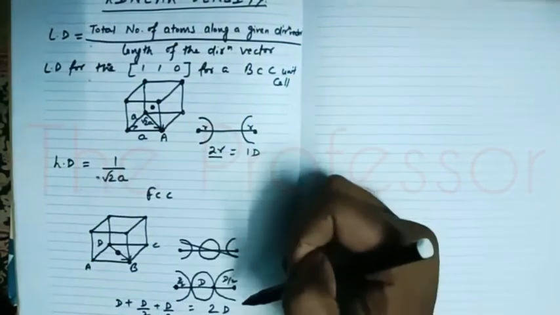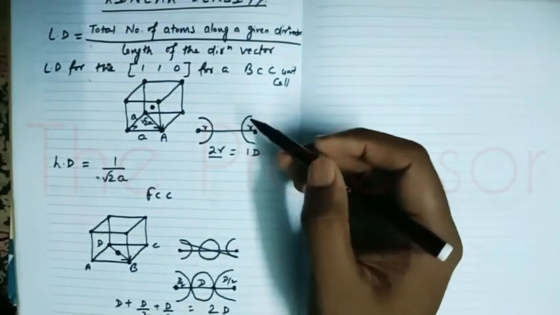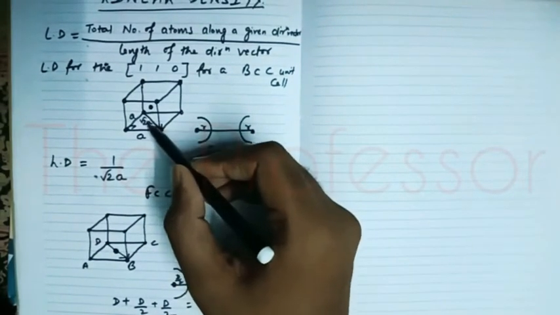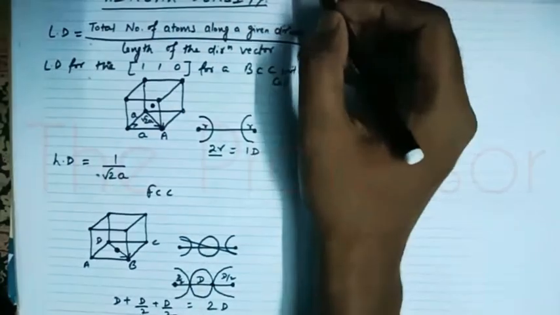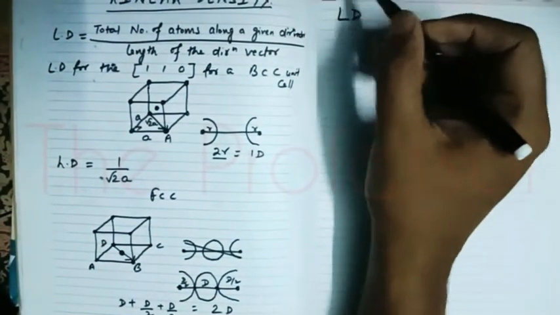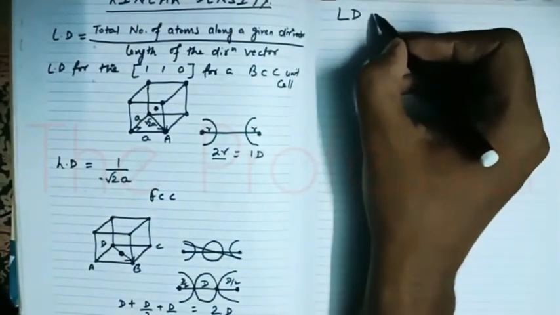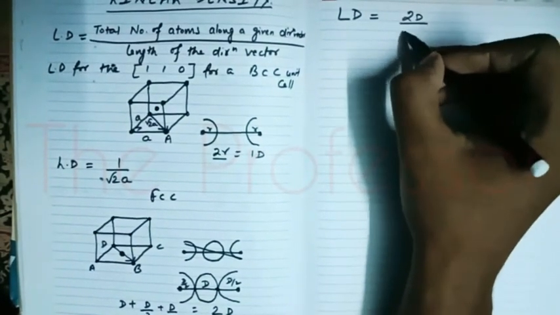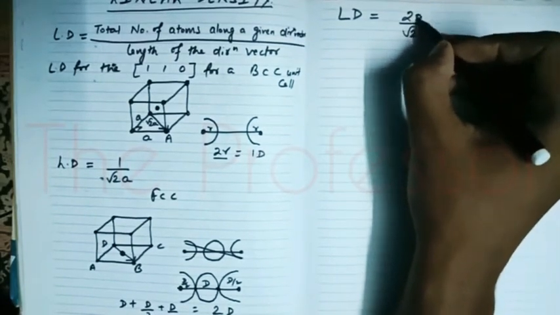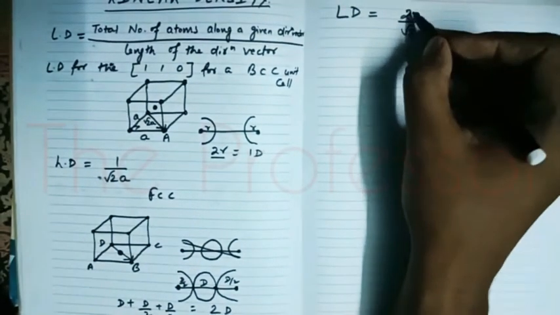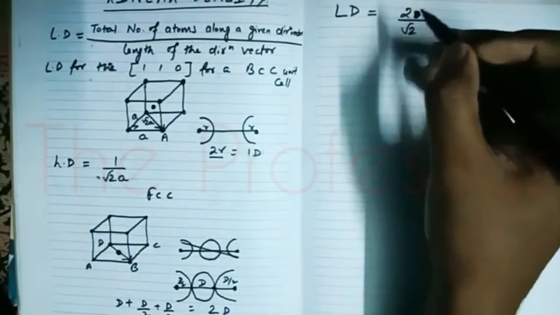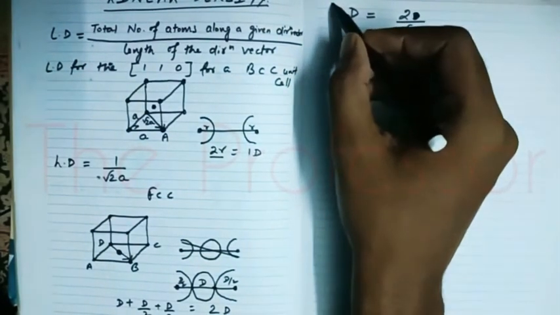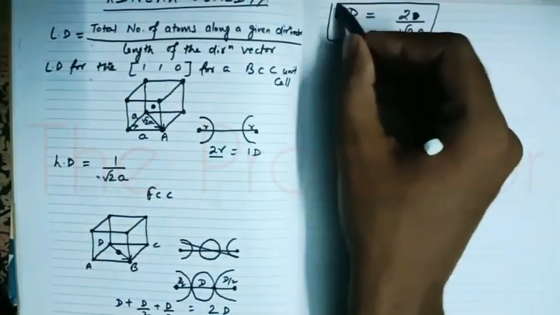And what is the length of the direction vector? Again, the length of the direction vector is going to be the same. It is not going to change. So we had calculated that the length of this direction vector was equal to root 2a. So the linear density for this direction vector in an FCC unit cell is equal to, not 2d, it is representing the number of atoms. So the number of atoms is 2 here, divided by the length of the direction vector, which is equal to root 2a. So this is our linear density for this case, right?